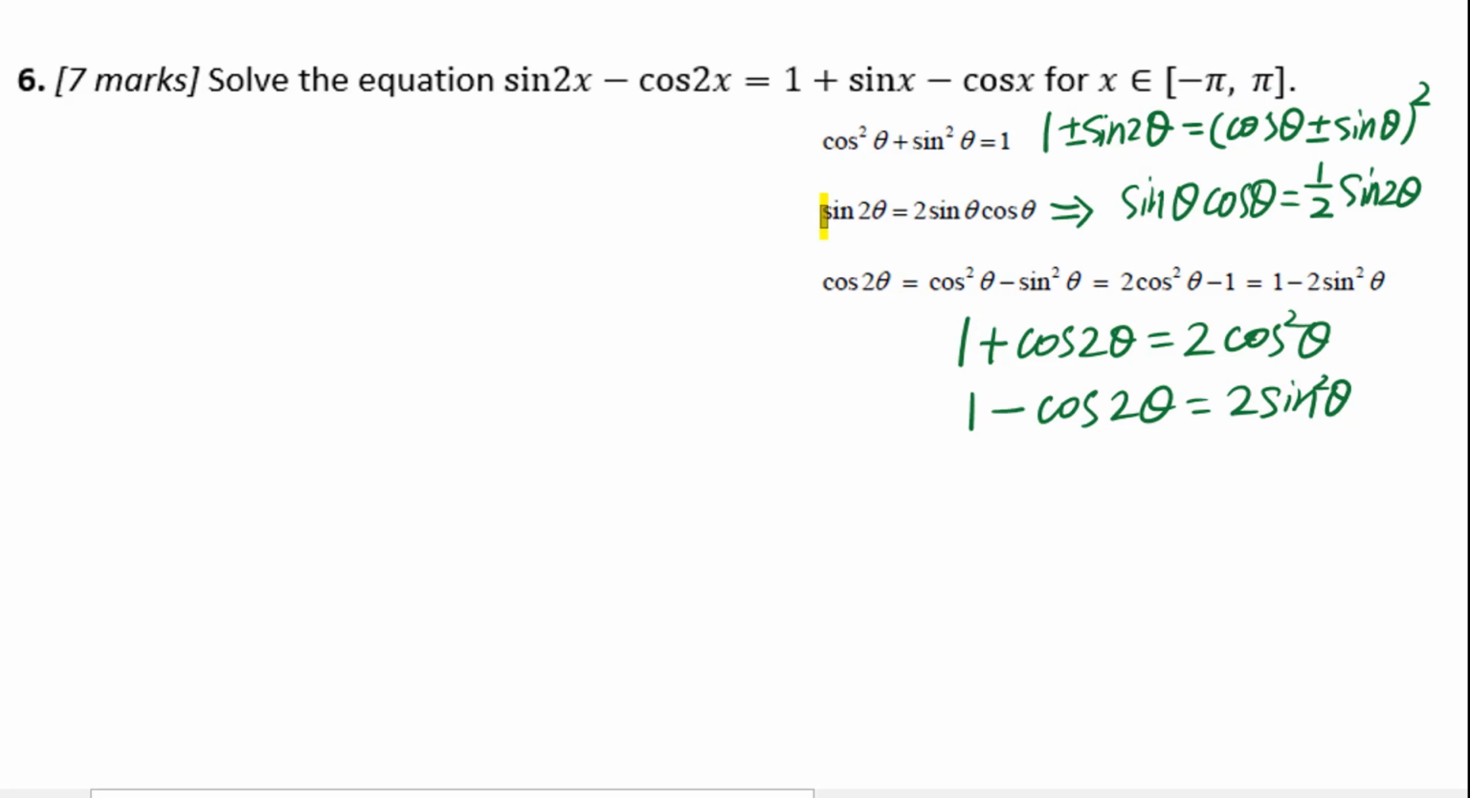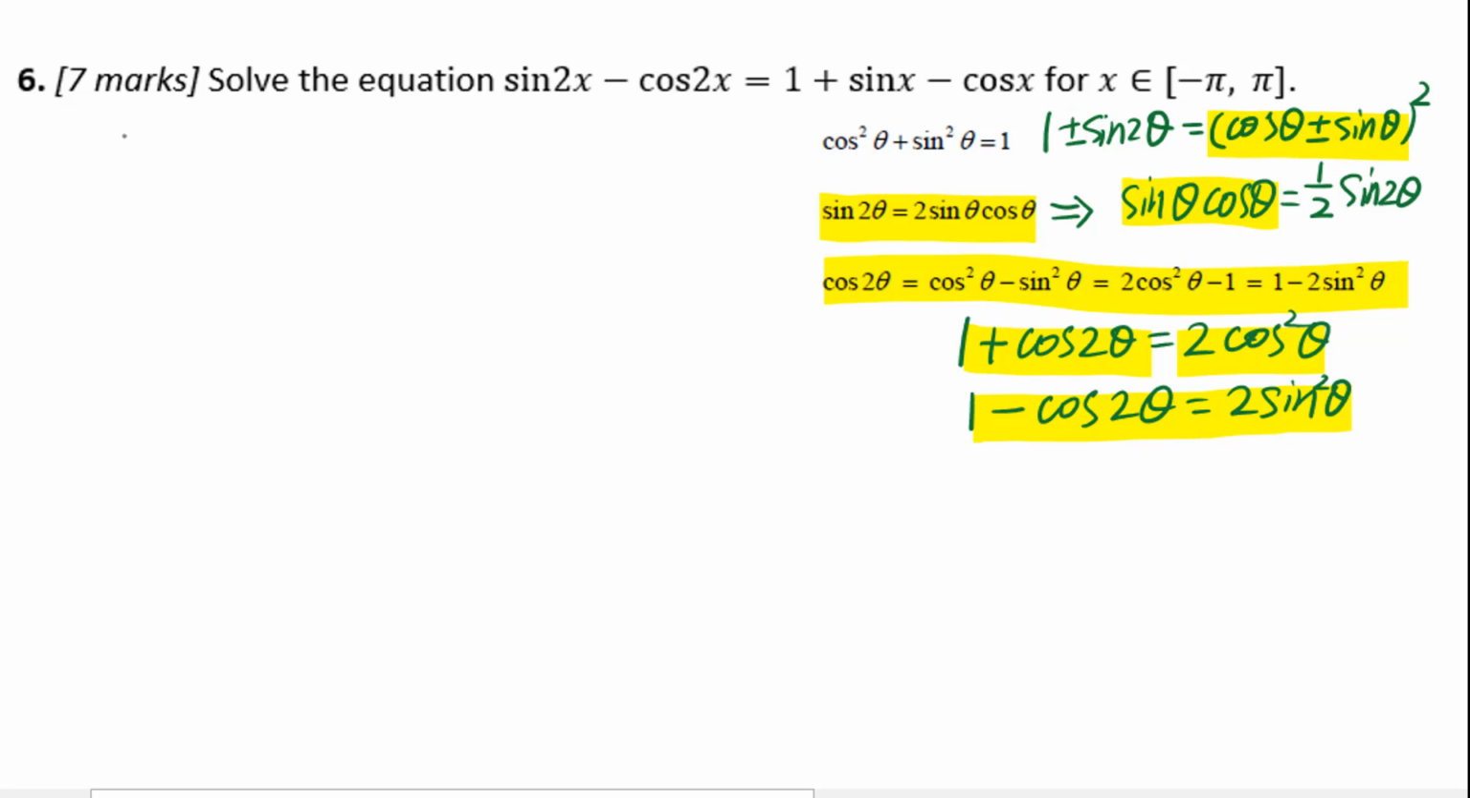This is a given formula. You really need to know the following twisted forms. 1 plus cosine 2 theta equals 2 cosine squared theta. 1 minus cosine 2 theta equals 2 sine squared theta. For sine 2 theta, you need to know sine theta times cosine theta equals 1/2 of sine 2 theta. And also 1 plus or minus sine 2 theta equals cosine theta plus or minus sine theta, squared.